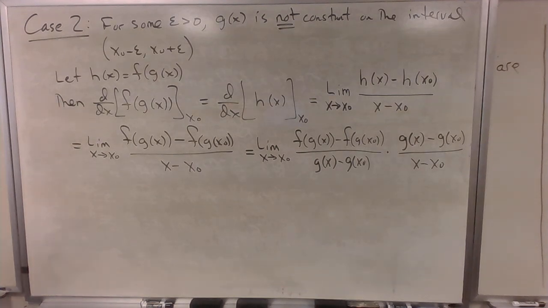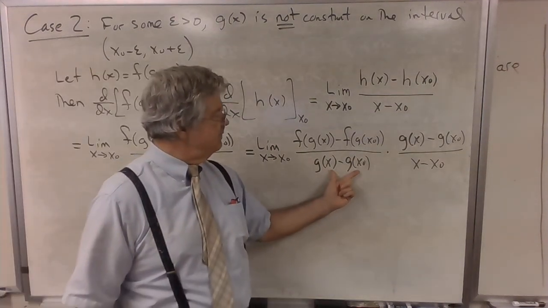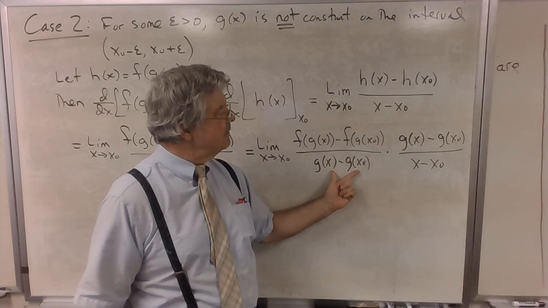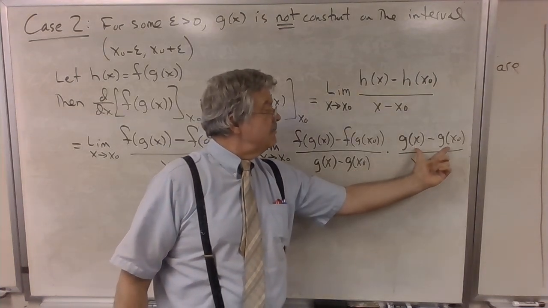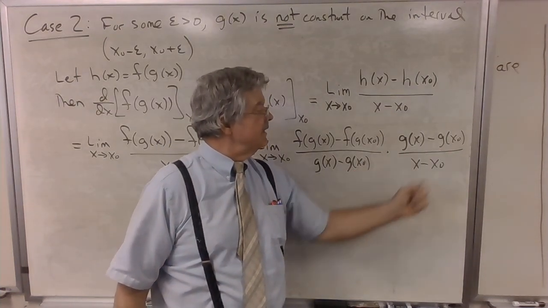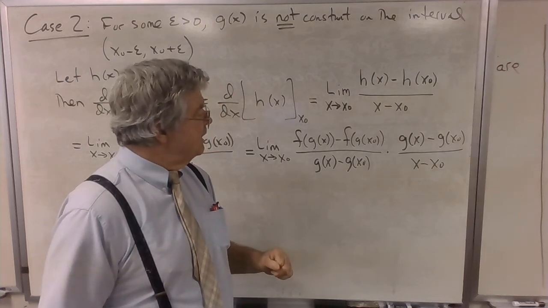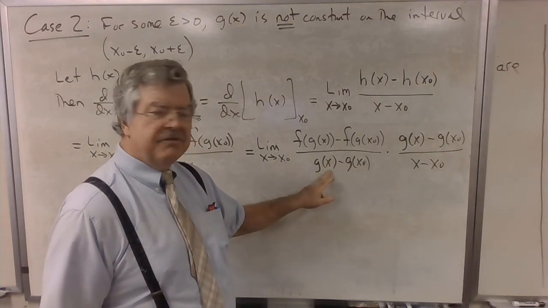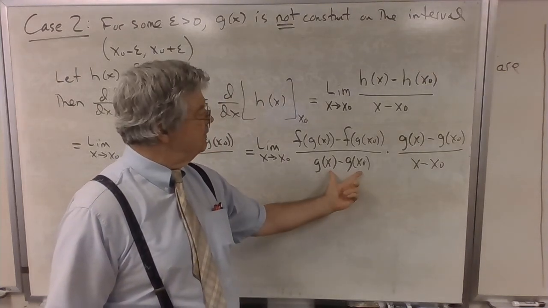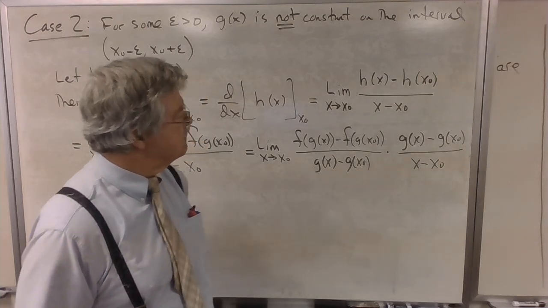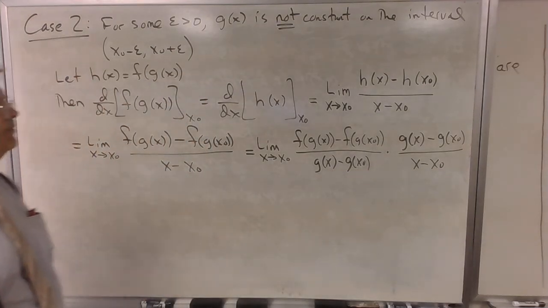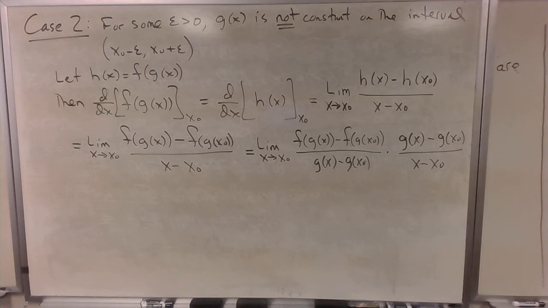So essentially, I just divided by g of x minus g of x naught and multiplied by g of x minus g of x naught. And I can do that because g of x is not a constant, so these two things are not the same.